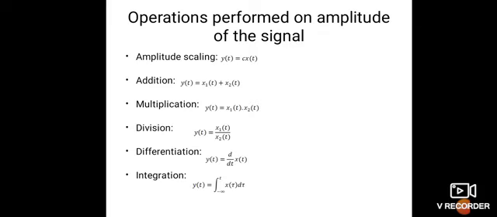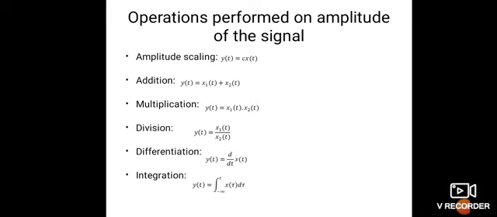Here I am showing the whole concentration on the continuous time signal. It is the same also in the discrete time signal. I said y(t) = c x(t); it is the same for y(n) = c x(n). So that is in the discrete time domain. The same operation is done in the discrete time domain also. So that is your amplitude scaling operation.